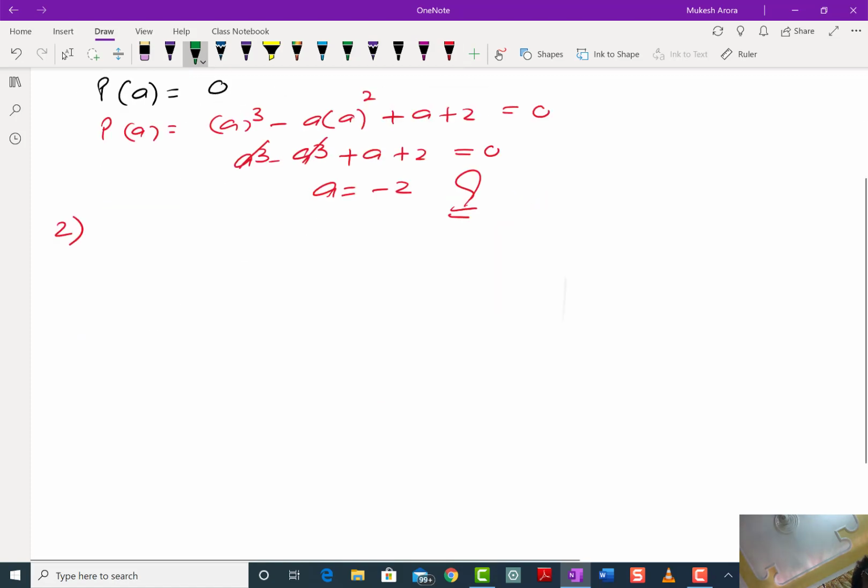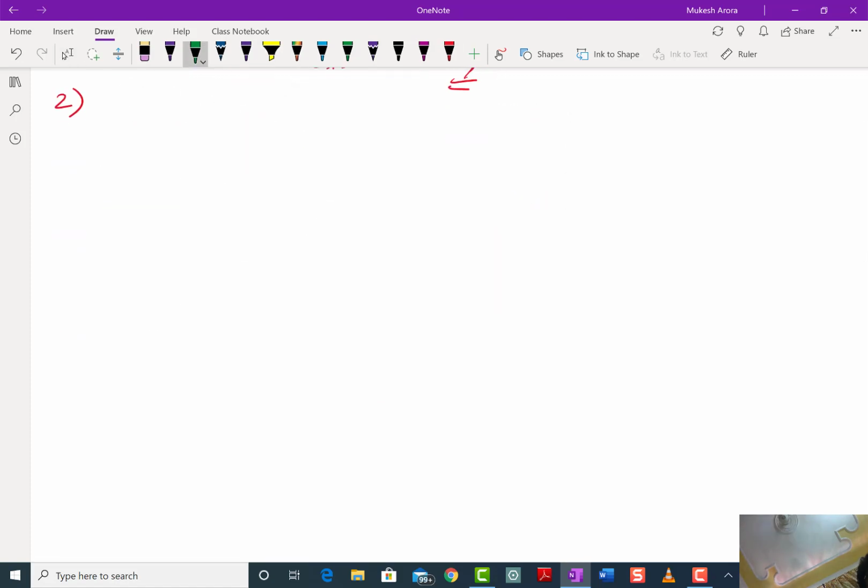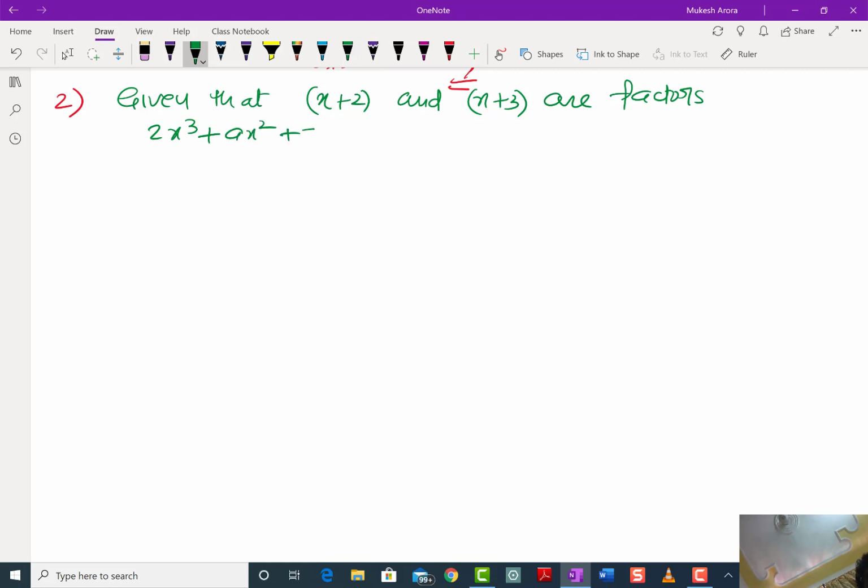Second sum is: given that x plus 2 and x plus 3 are factors of 2x cube plus ax square plus 7x minus b. Hence, find the value of a and b. So it's very simple.